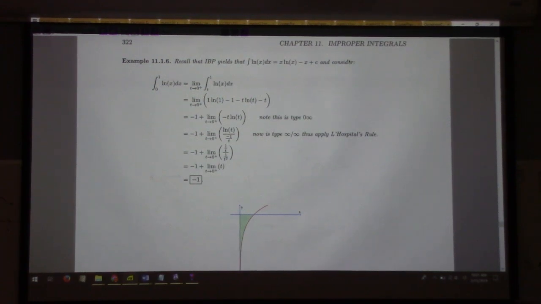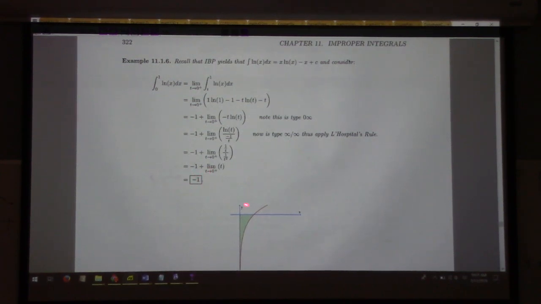In this case, I brought the 1 over t downstairs to give me log t over minus 1 over t. The reason I did that was as t approaches 0 from the right, the top goes to minus infinity, the bottom goes to minus infinity. So this is type infinity over infinity, which means I can apply L'Hopital's rule, like so, differentiate the top, get 1 over t, differentiate the bottom, get 1 over t squared. And so that simplifies to t, and of course that just limits to 0. And so the answer is -1.